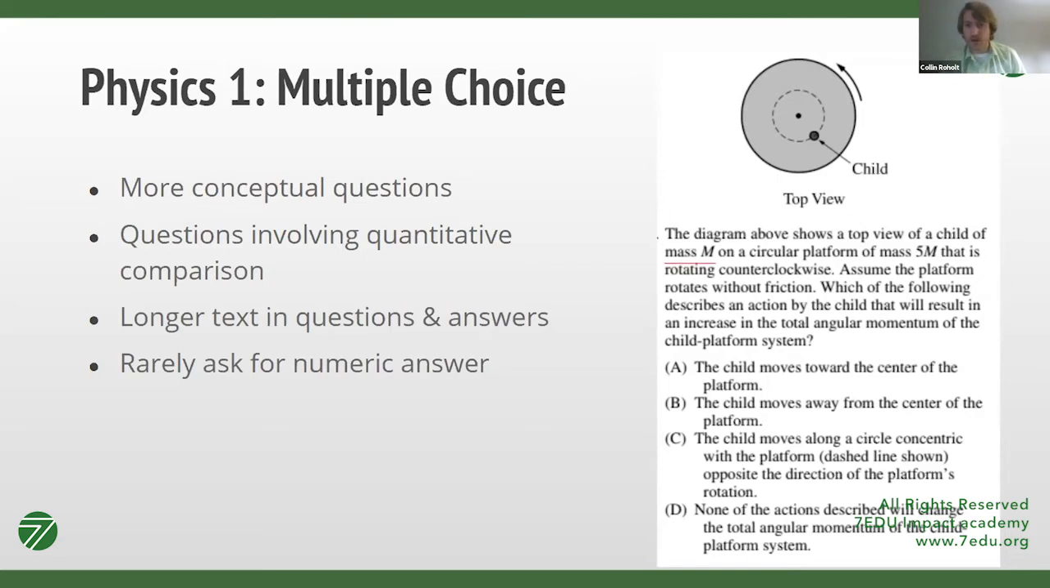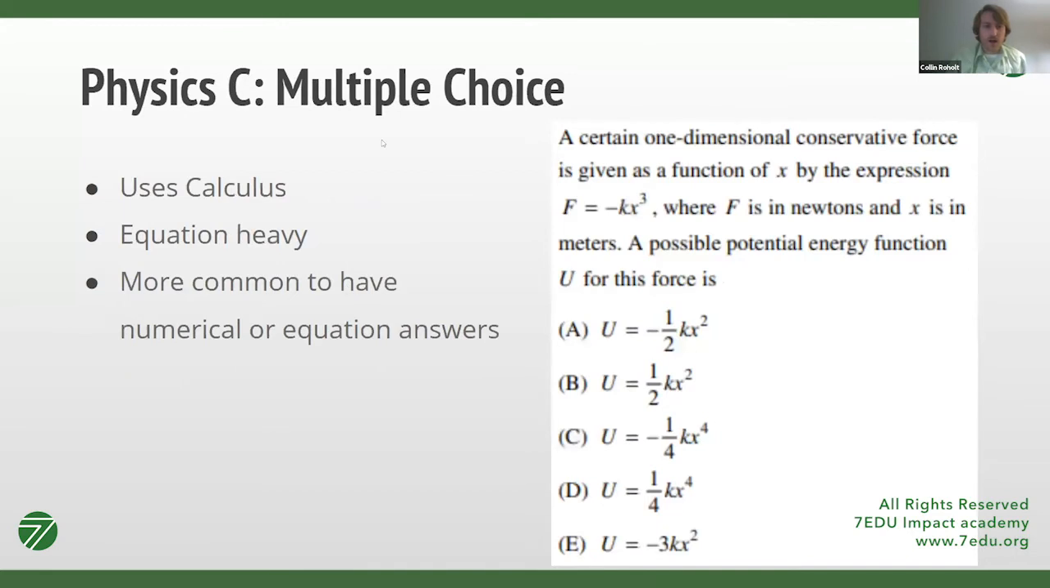So we would go through and analyze this, learn how to pick out important pieces of information, and from that be able to reason our way to a conclusion. Versus this, which is more of a Physics C type question. You'll see both kinds on both tests, so I don't want to say it's exclusive to one or the other, but it's much more common on the Physics C that you'd see exact numerical answers and equations as answers.